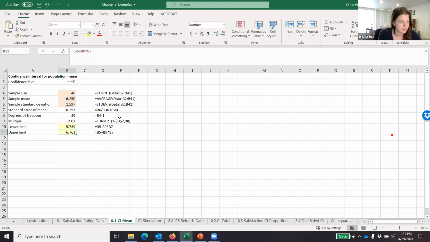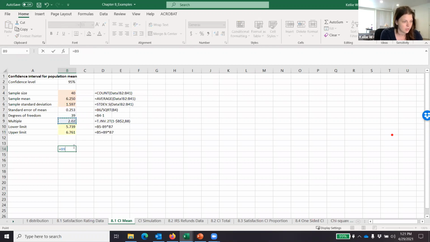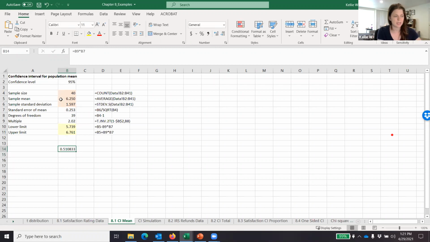So in this case, we would phrase this as the sample mean is 6.25 plus or minus 0.51. So this is 6.25 minus the 0.51. This is 6.25 plus the 0.51. Okay, so when you go through this and you're laying in your information, just pay attention to what the formulas are doing. They're all there in the template for you, but you'll need to be careful and make sure that you understand how you interpret the results.